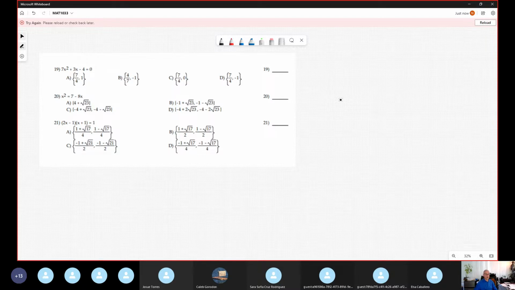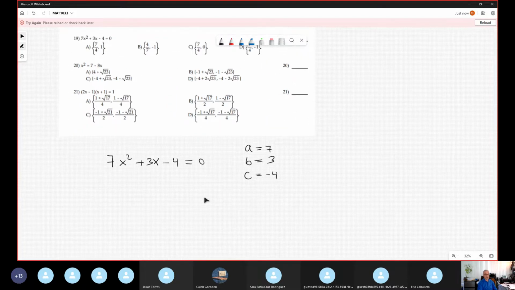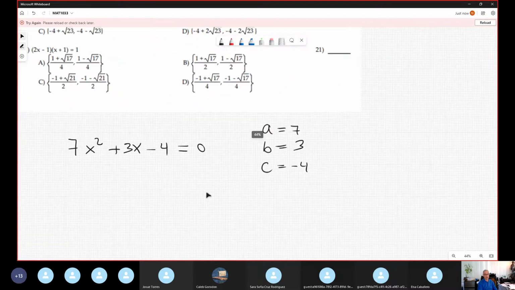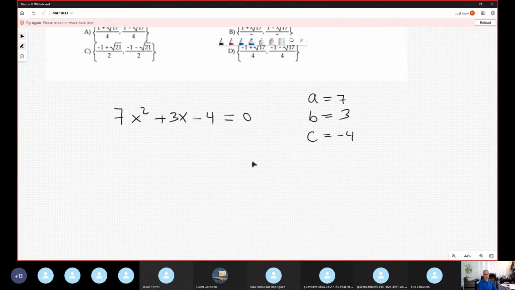Number 19, say 7x squared plus 3x minus 4 equals 0. A is 7, B is 3, and C is negative 4. Be careful with the sign. Remember, mathematics is horrible. One sign that you forgot, or omit, or don't care about is crucial.